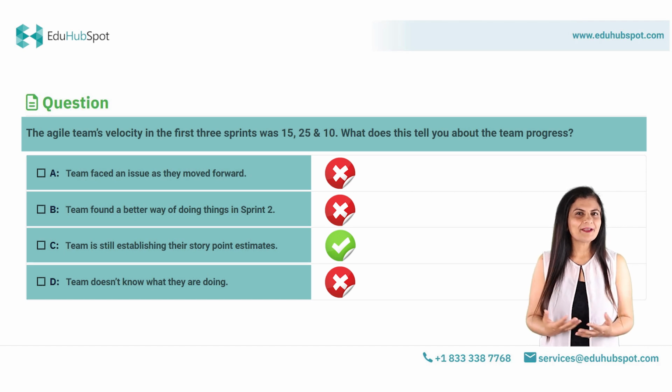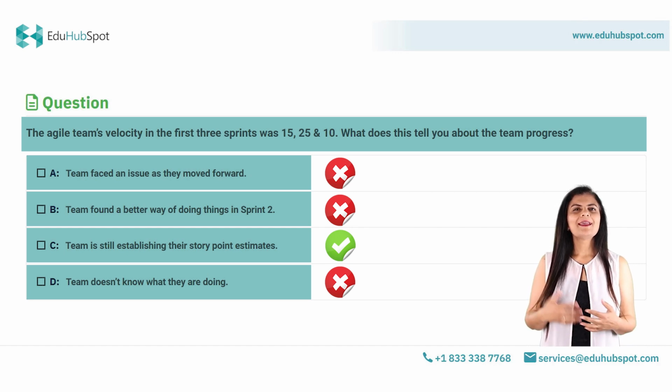The team is still figuring out what the estimates are, how they are trying to understand each other's estimates, and there are a lot of initial hiccups and problems that need to be resolved. So it is okay to have some fluctuations.